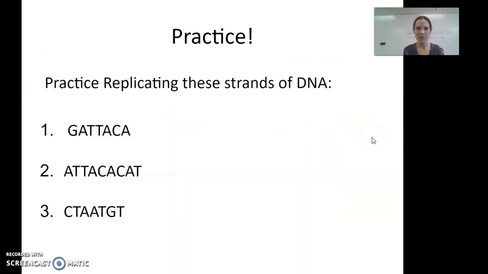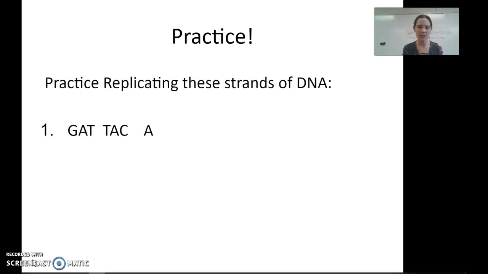So I'd like you guys to practice replicating these strands of DNA on your own, remembering that our base pairs are that A and T want to be across from each other on a DNA strand, and C and G want to be across from each other on a DNA strand. So I'll give you just a moment to go through those.